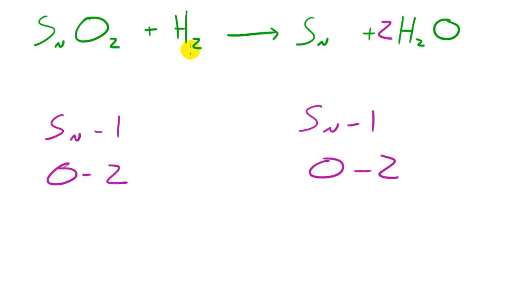So the last thing we have to worry about is the hydrogen. So on the left hand side we have 2, and on the right hand side we have 4. 2 times 2 is 4. So you're saying, okay, now what am I supposed to do? Cut it in half again?